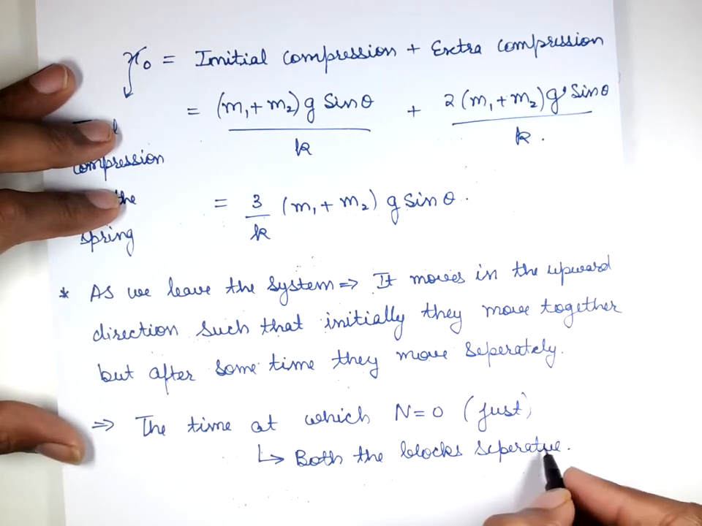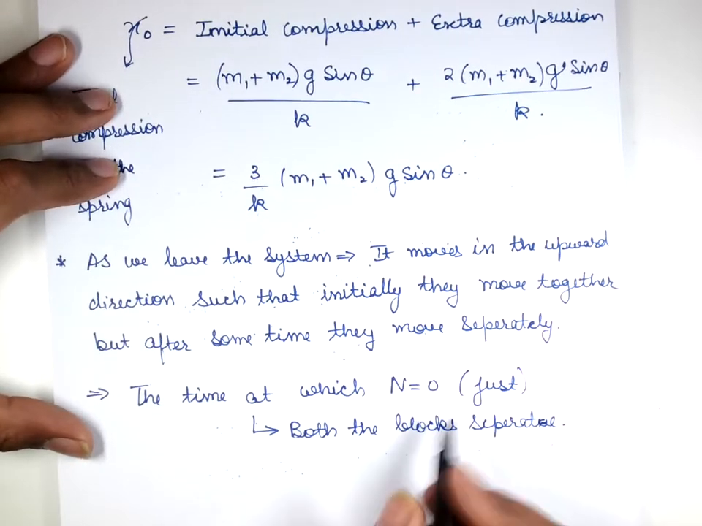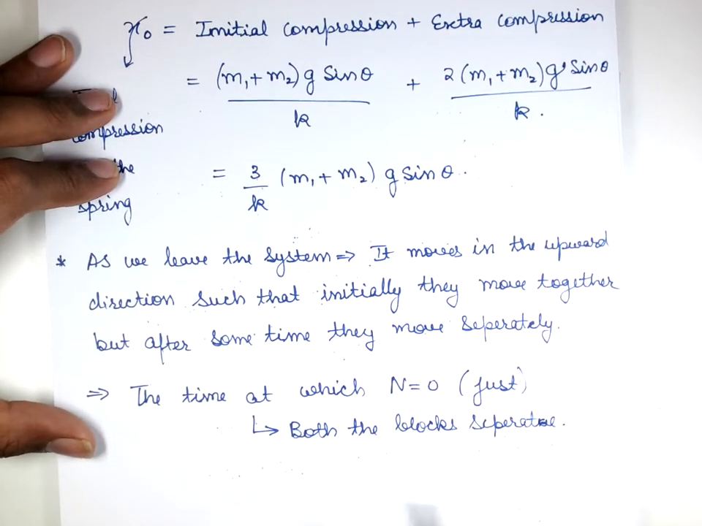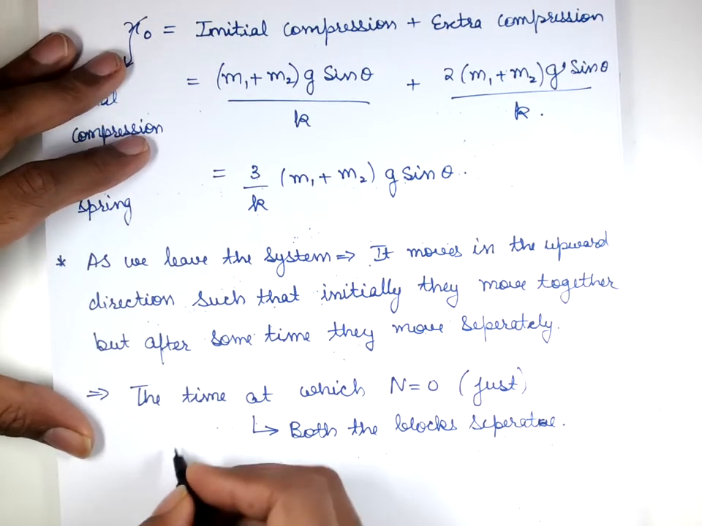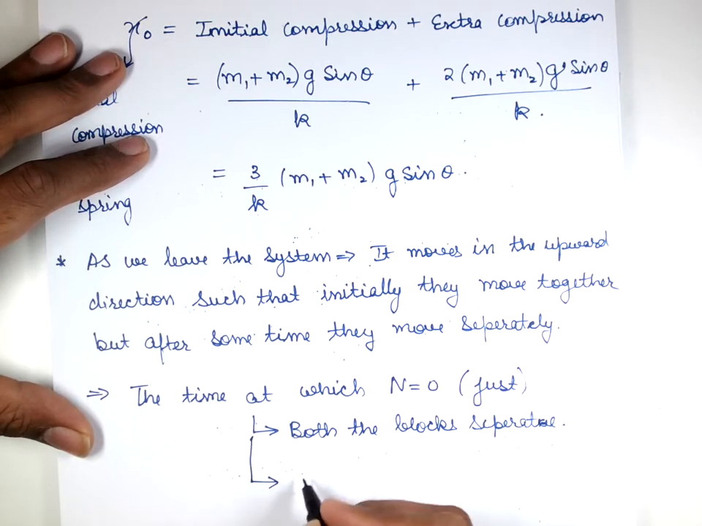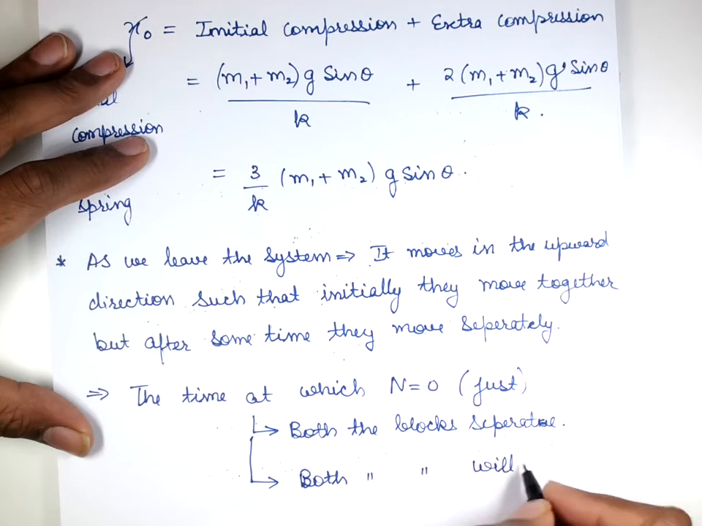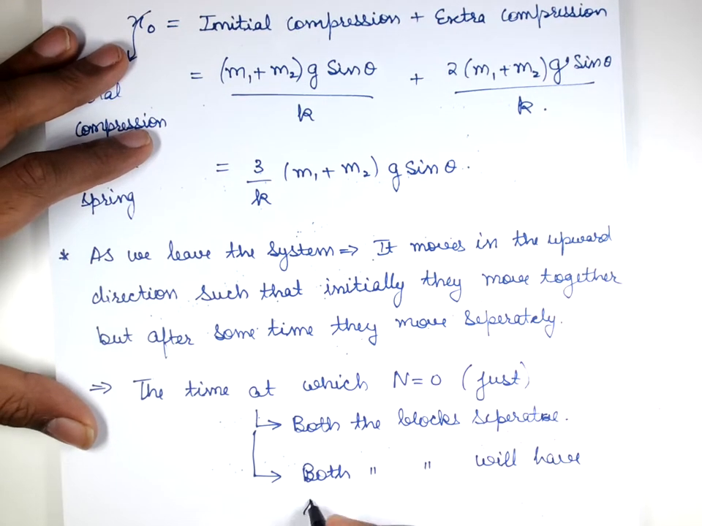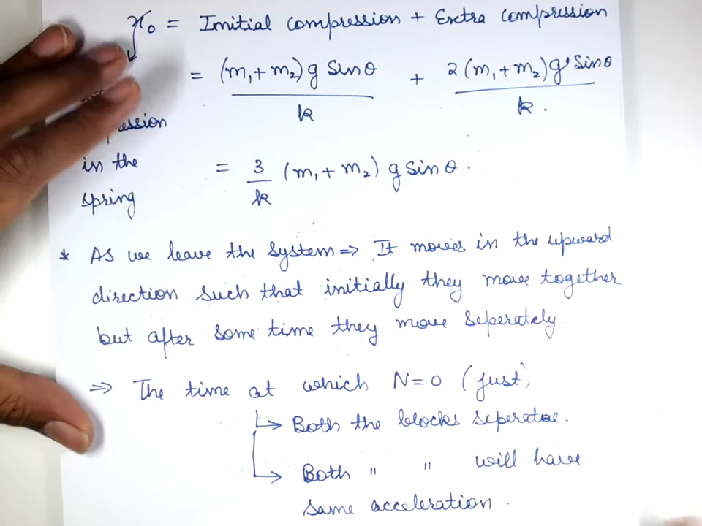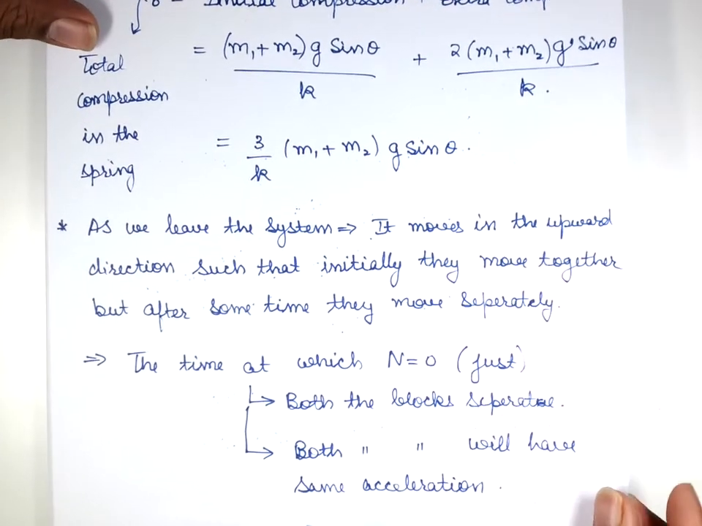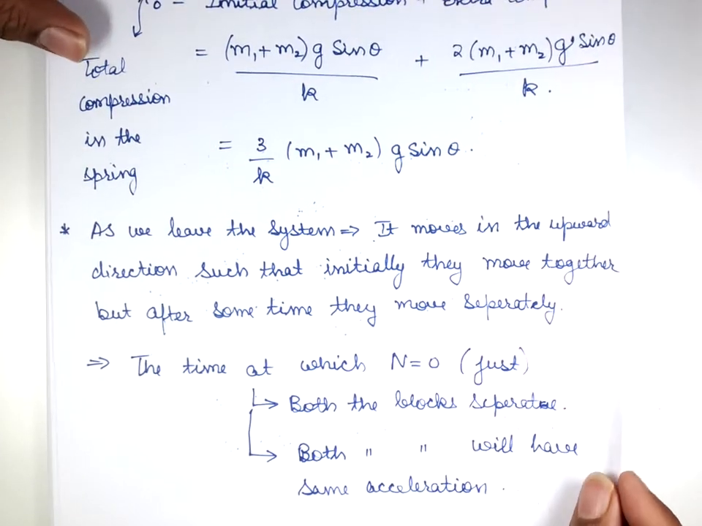And if the normal reaction is just equal to 0, at that state both the blocks separate, and at that point both the blocks will have the same acceleration, because the normal reaction just became equal to 0. Now based on it we will solve this particular problem. Let's see how.